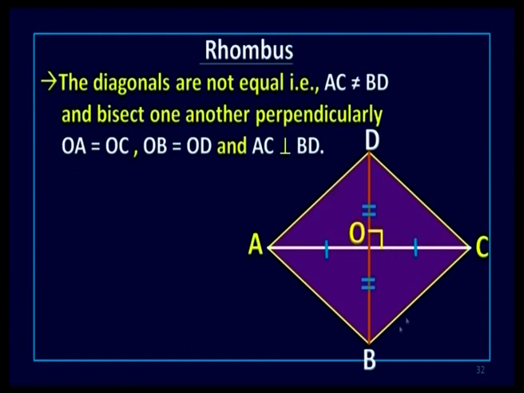Children, in a rhombus, diagonals are not equal, means AC not equal to BD. Okay, but they bisect one another perpendicularly, means AC is perpendicular to BD and at the same time they are bisecting one another. So, what you can say, children? OA equal to OC, OB equal to OD.